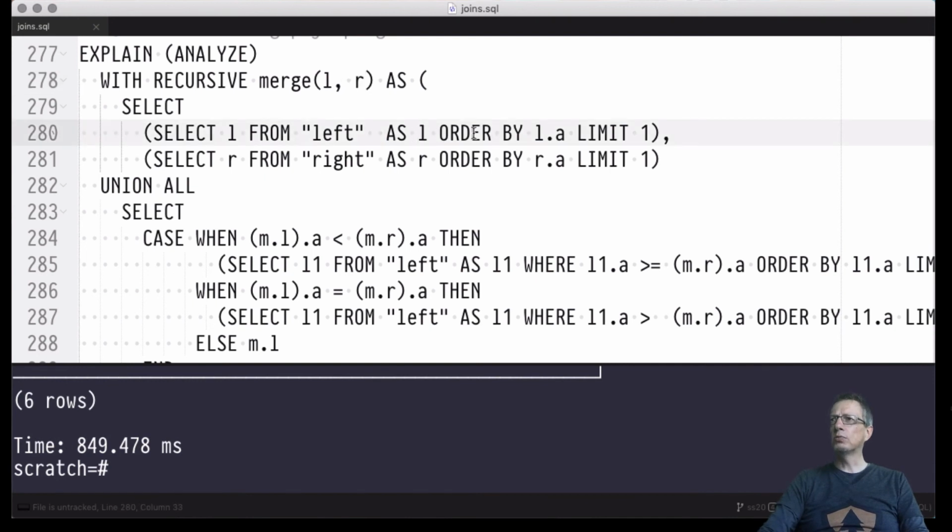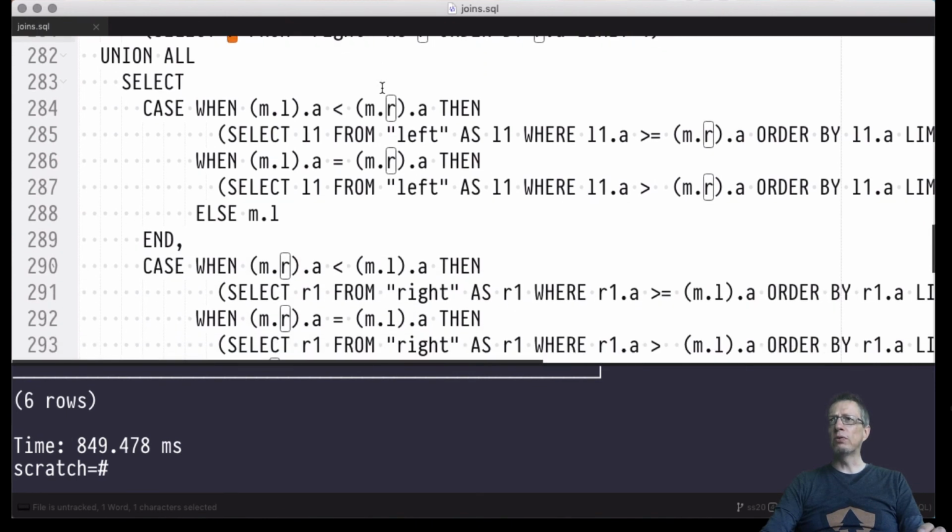So that's why I start with all of my scanning in the left and right tables here by looking at the minimum A values. So I will position my scan pointers at the very beginning of the left and right input tables. And the left and the right row that I find there at the very beginning of these tables will be placed into this merge table. This will be the very first step, the base case of our recursive query.